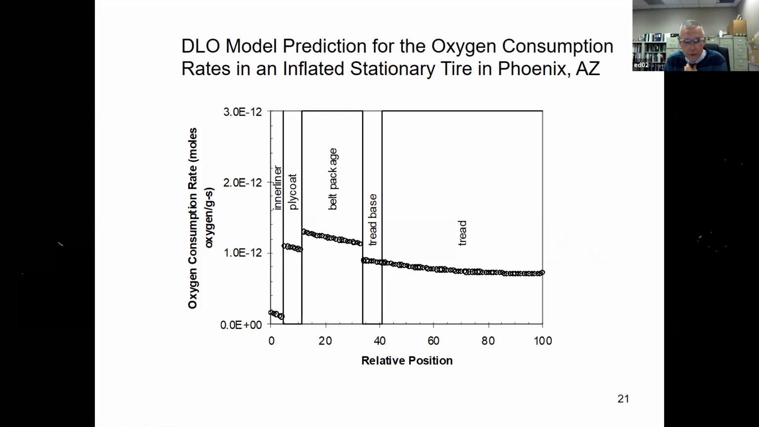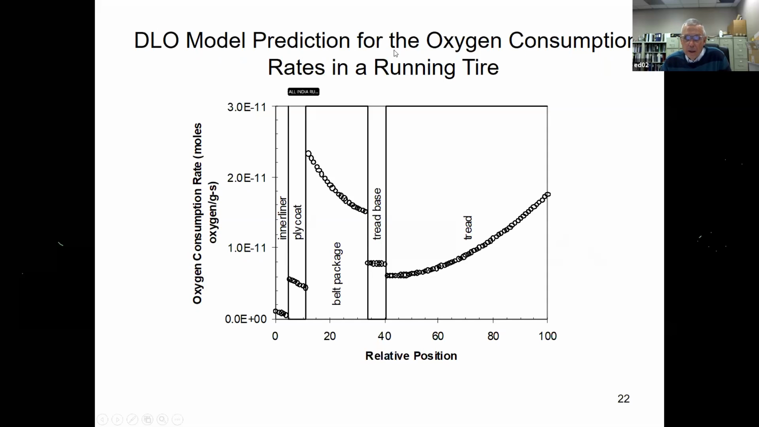Air pressure is 30 psi. The oxygen partial pressure is 21% of that. Okay, and then we run the DLO model to predict the oxygen consumption rate of the running tire. Okay, and again, we incorporate the experimentally derived beta term, and we have the oxygen partial pressure, and we also have the temperatures of these compounds that we obtained by thermocoupling a tire on a road wheel.